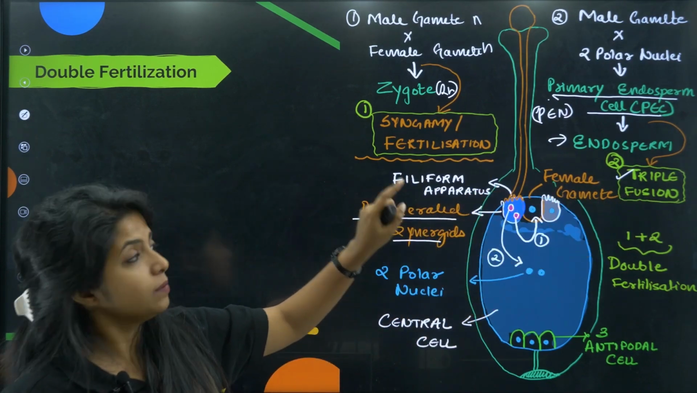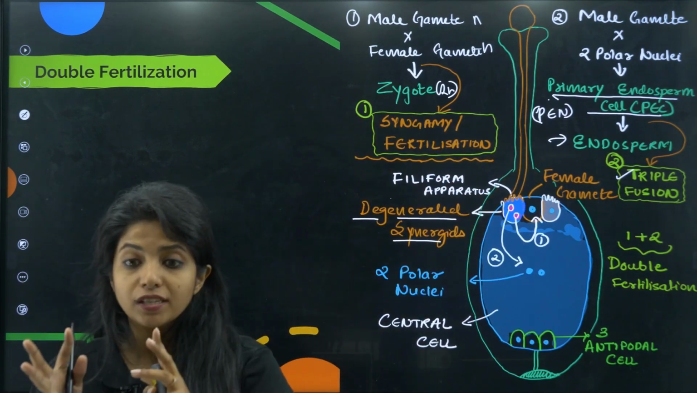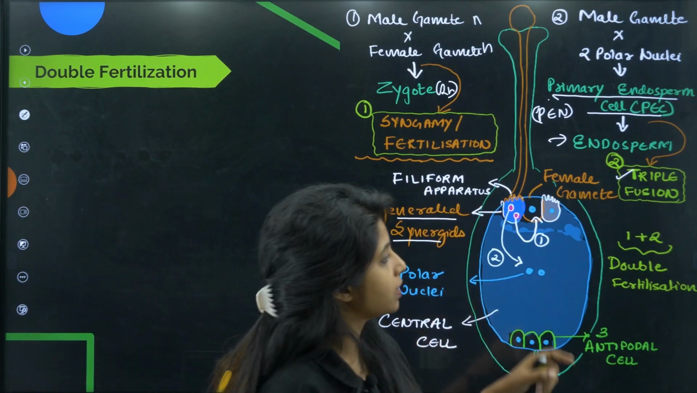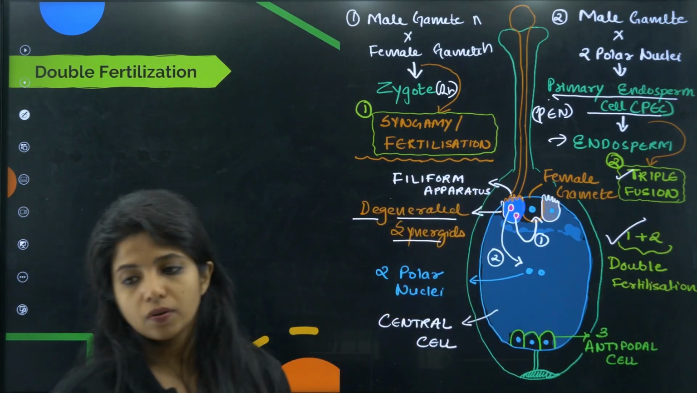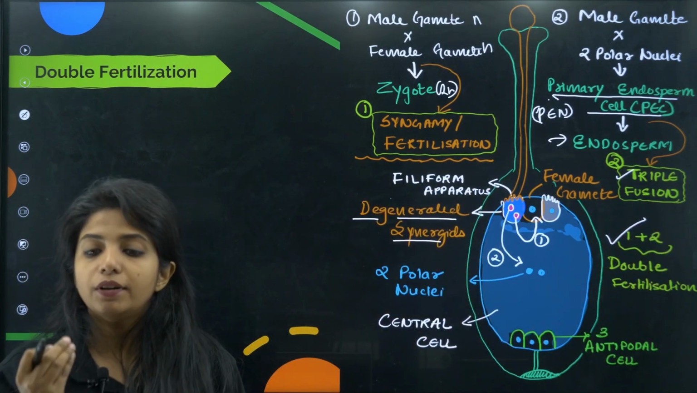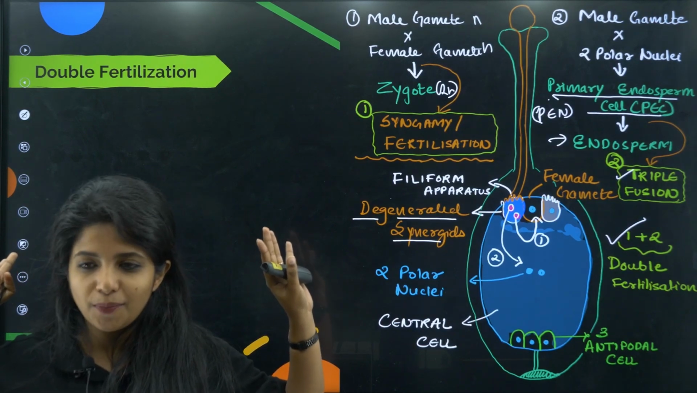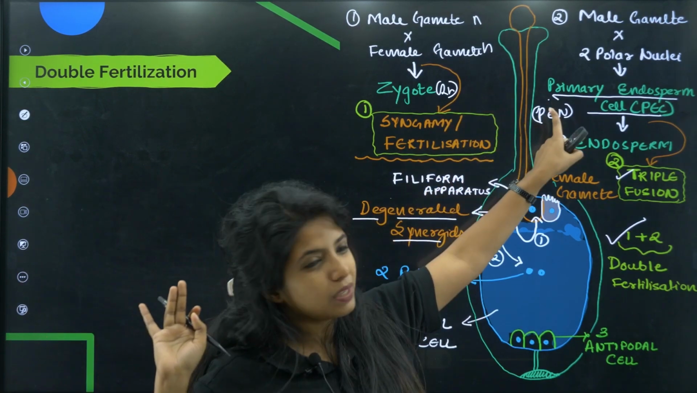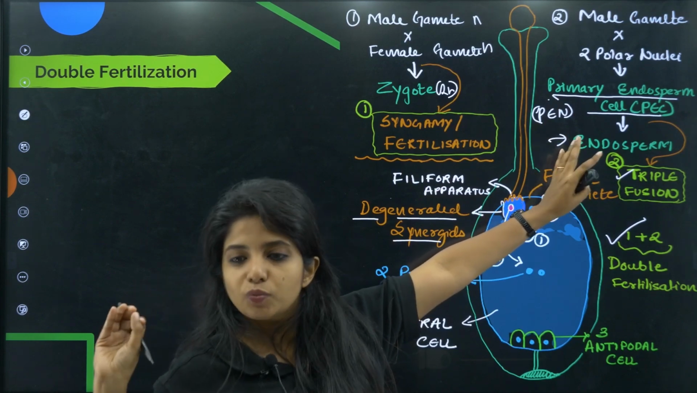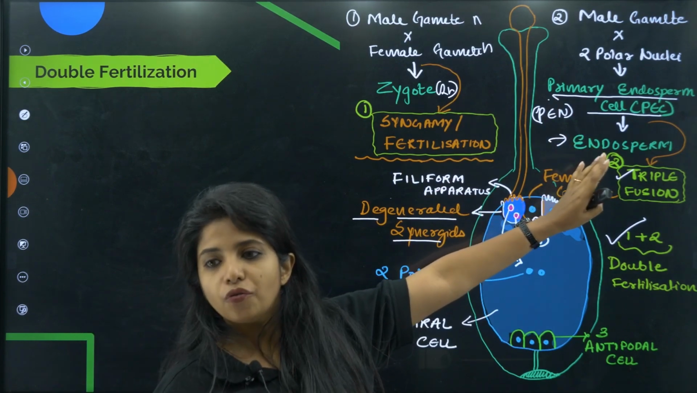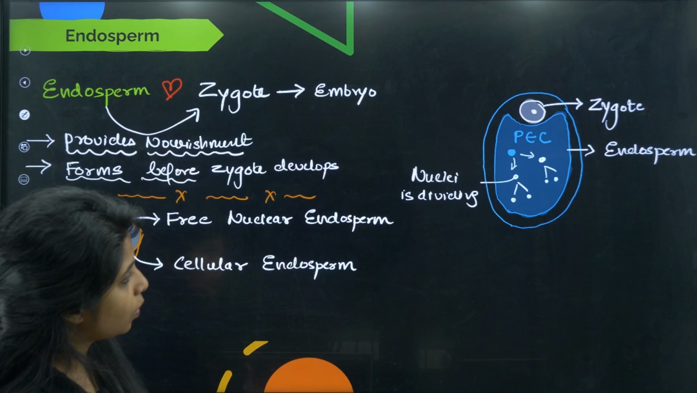So now you see 1 and 2. Twice the fusion is happening, which is why you call this double fertilization, children. What do you call it? Double fertilization. I hope this is also clear. We studied this, right? So please remember this, PEN is formed, that is the primary endosperm nucleus is formed, and this is the part of what? Primary endosperm cell.